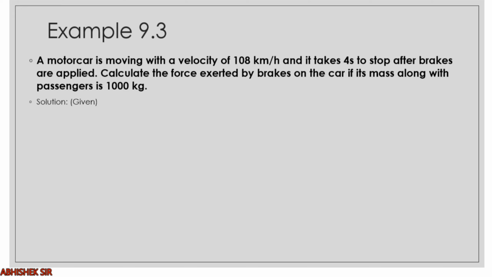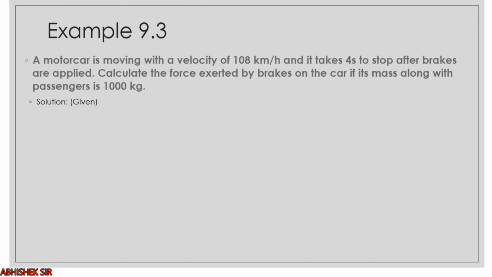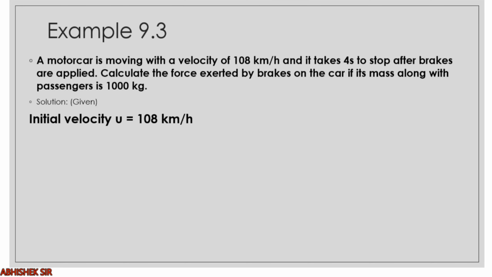So, my dear detectives, let us start with the given. Given is initial velocity 108 kilometer per hour, but let us be smart and convert this into meter per second. I have told you already how to convert: multiply by 1000 upon 3600. So that is 108 into 1000 upon 3600. The final answer will be 30 meter per second. So instead of 108, we will only use 30 meter per second.